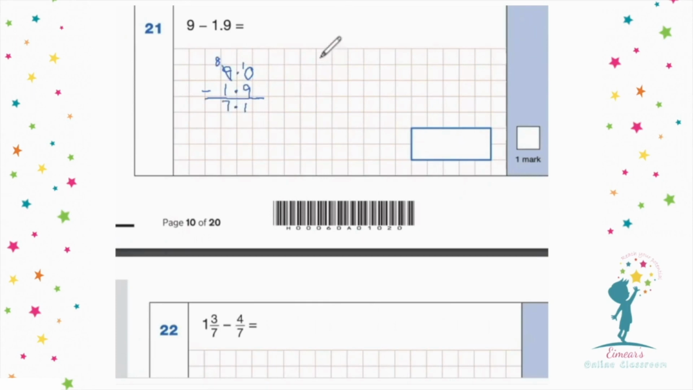You might have some bright sparks. I'll go 1.9 is only 1/10 away from 2, so it's 7.1. So 7.1 is our answer. Let's scroll down to the next question.